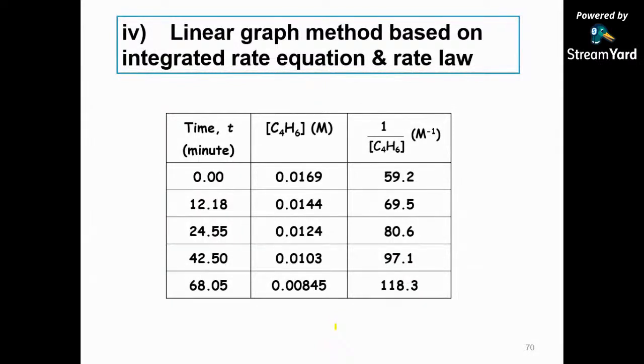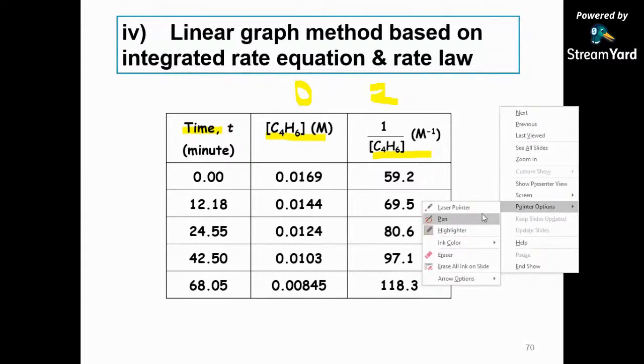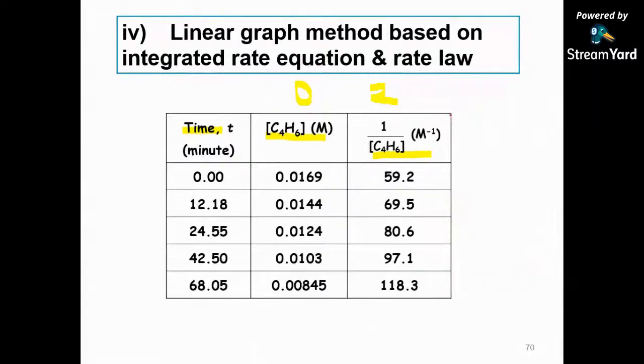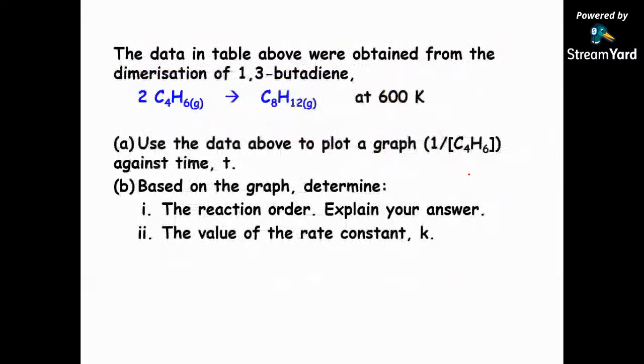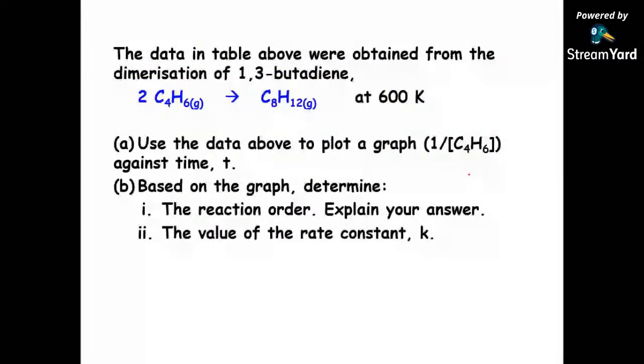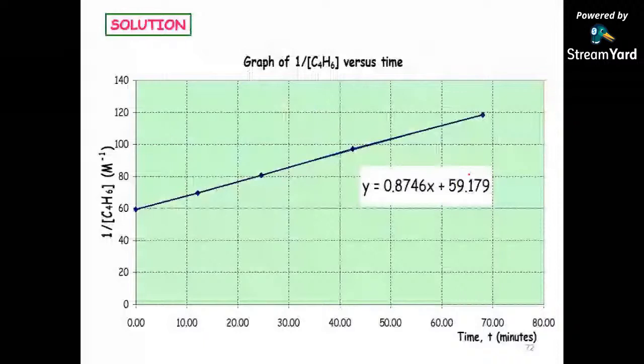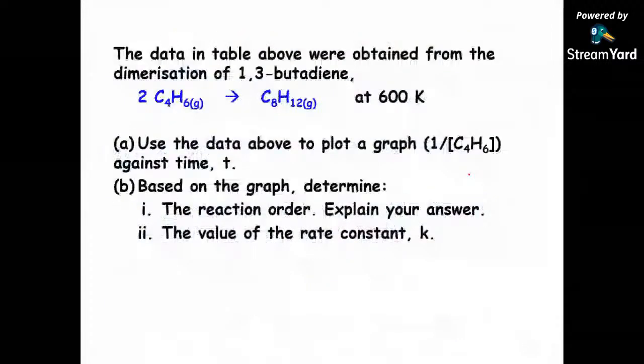Fourth part: linear graph method based on the integrated rate equation and rate law. So this is the graph given. Time, and then this is concentration. This is 1 over concentration. So you will know this is actually for zero order, and this is for second order. If you plot another graph with other data over here, you can get the other one, which is first order, meaning ln concentration. For the linear graph, I will use a summary to teach you all.